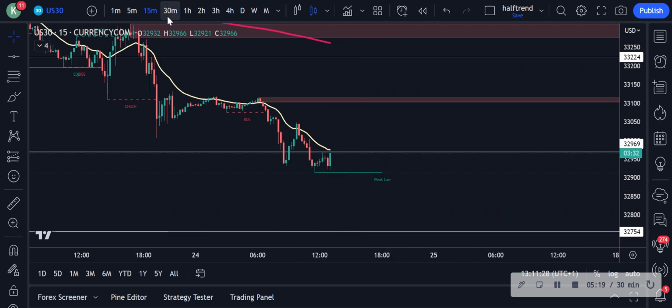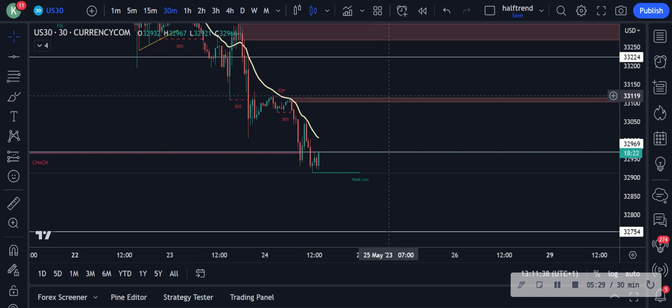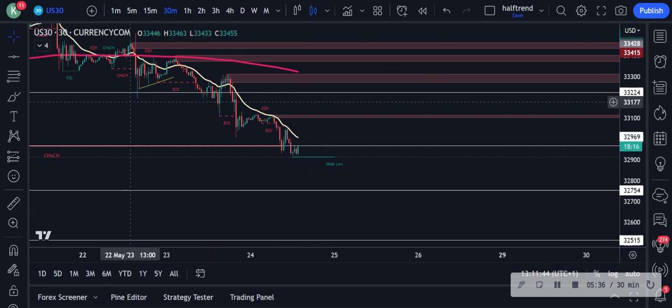But this is just my analysis. I'm really not looking for any buys at the moment because I think it's super risky. But yes, trade safely and manage your risk. Overall, I'm bearish until we see a change of structure, and see what price is doing for the later part of the day today.